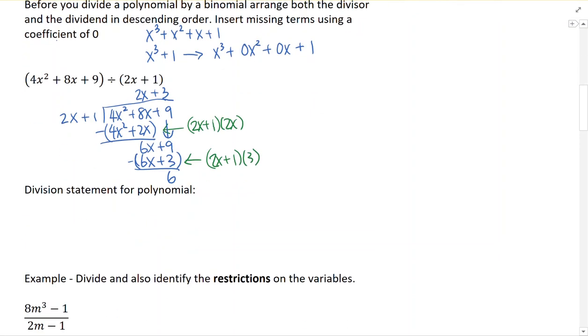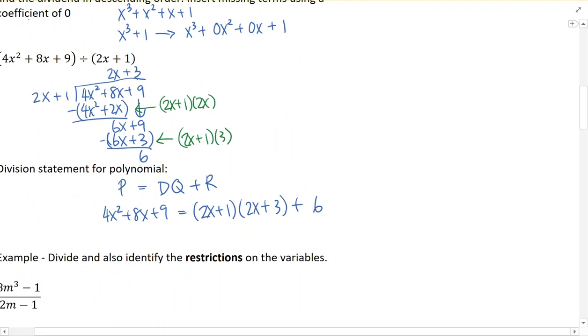All right, so next part, division statement. So what is the division statement for the polynomial? Again, it's still going to be the dividend equals the divisor times quotient plus remainder. So in our particular case, we have 4x squared plus 8x plus 9 equals the divisor 2x plus 1 times the quotient, 2x plus 3, plus the remainder.